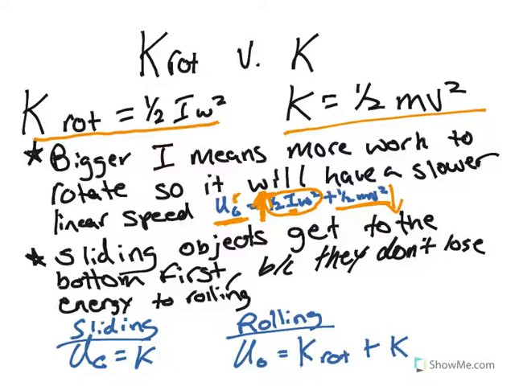Okay. Also, sliding objects get to the bottom first because they do not have to lose energy to rolling. So if you're sliding, your potential energy is just equal to your kinetic energy. But if you're rolling, your potential energy is equal to the rotational plus the regular linear kinetic. So you've got to take that into account.